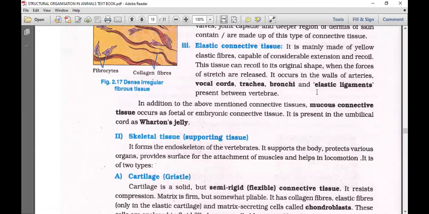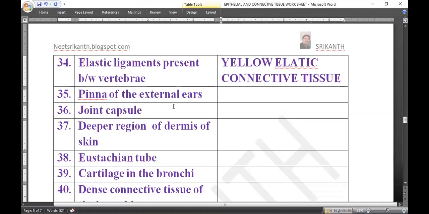I'll show you here. This is the line. Elastic ligaments present between vertebrae: elastic connective tissue, which is yellow in color. I made it yellow elastic connective tissue. Pinna of the external ear: elastic cartilage. Very good. Elastic cartilage. Joint capsule.